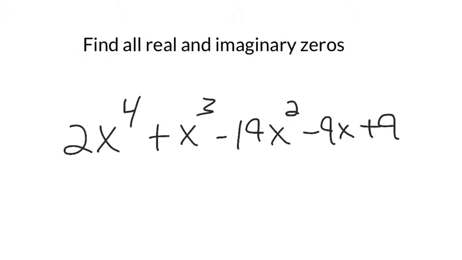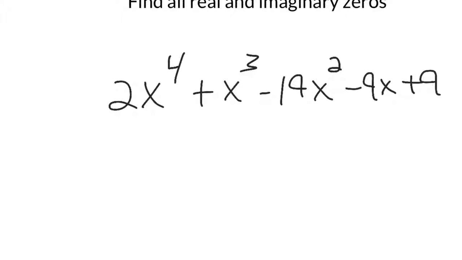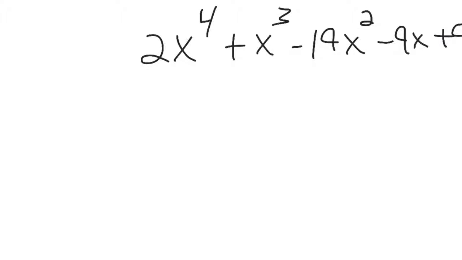If you're asked to find all the zeros of the function, start with this: the function has 4 zeros. Could be all 4 real, could be all 4 imaginary, or a mixture of both, but the highest power dictates how many zeros we have.